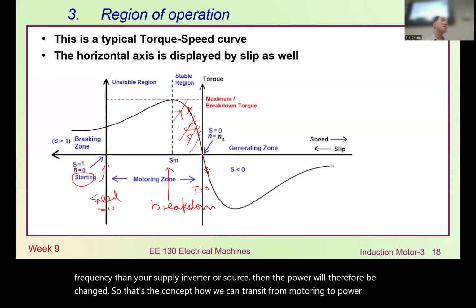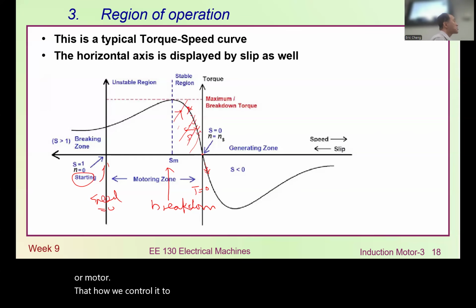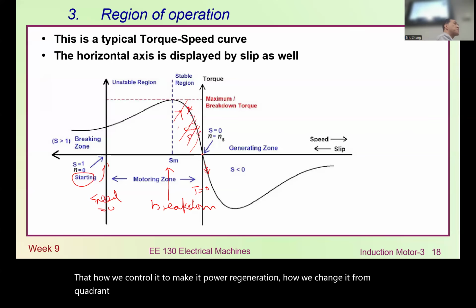So in the future, when you control an electric vehicle or wheelchair or motor, that's how we control it to make it power generation, how we change it from quadrant 1 to quadrant 2. All right? So that's quite interesting here.